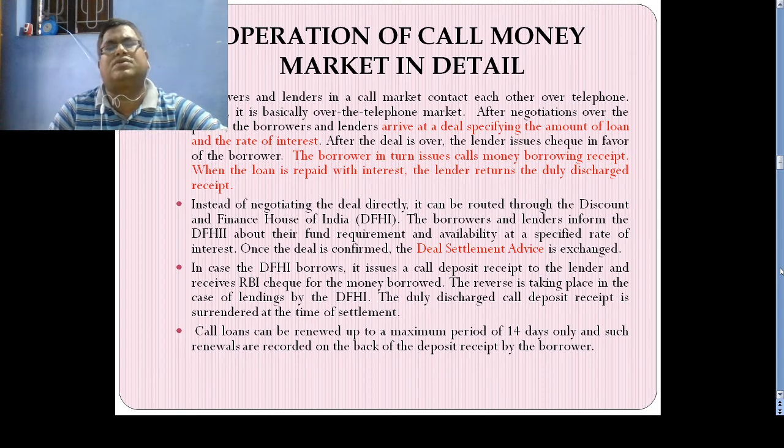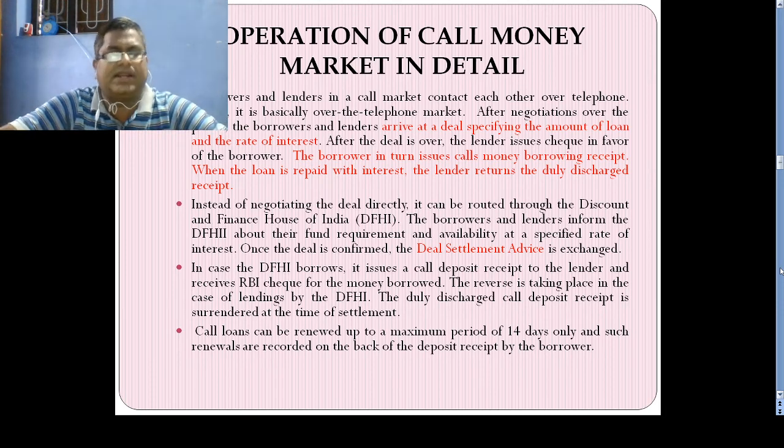When the borrower returns the call amount with the borrowing receipt, and the loan is repaid with interest, the lender returns the discharge receipt. So there are two parties, borrower and lender, the transaction is done through telephonic conversation with the rate of interest determined, and a receipt is prepared. The lender issues a check in favor of the borrower against a borrowing receipt. When the loan is repaid by the borrower, the lender returns the discharge receipt and the amount is recovered. That is the overall operation of a call money market.